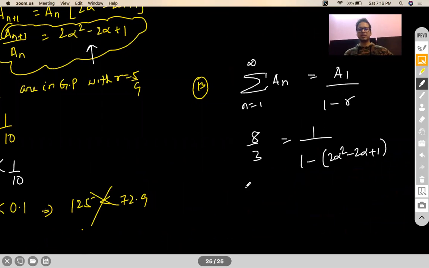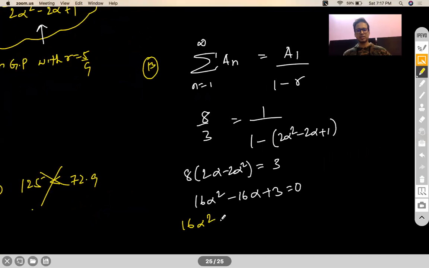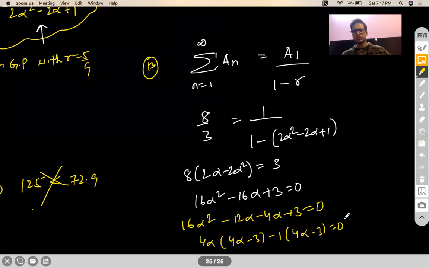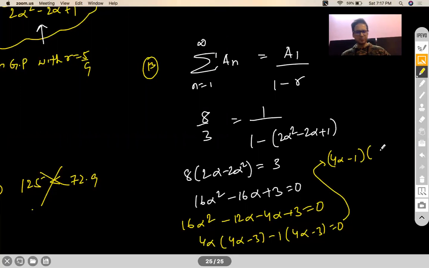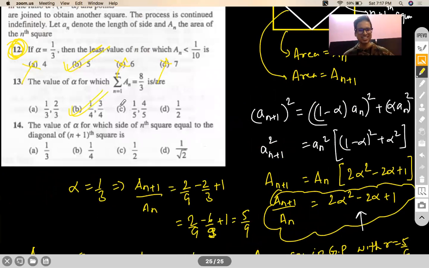Correct? So let's cross multiply. So 8 times 2 alpha minus 2 alpha square is equal to 3. Correct me if I'm wrong. So 16 alpha square minus 16 alpha plus 3 is equal to 0. I think this is factorizable. 16 alpha square minus 12 alpha minus 4 alpha plus 3 equal to 0. Take 4 alpha common, 4 alpha minus 3, take minus 1 common, 4 alpha minus 3 equal to 0. So this gives you 4 alpha minus 1 and 4 alpha minus 3 equal to 0. So alpha is 1/4 or 3/4.